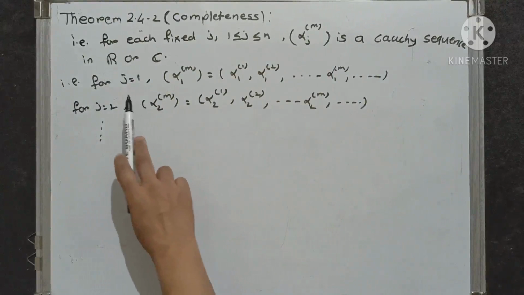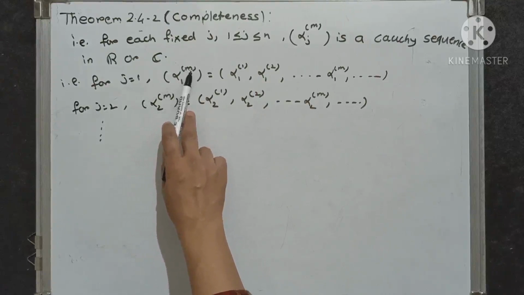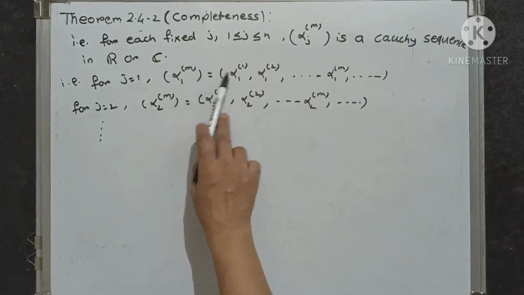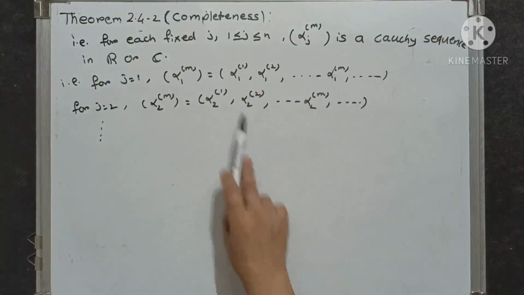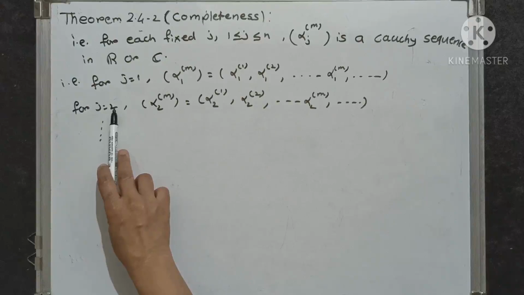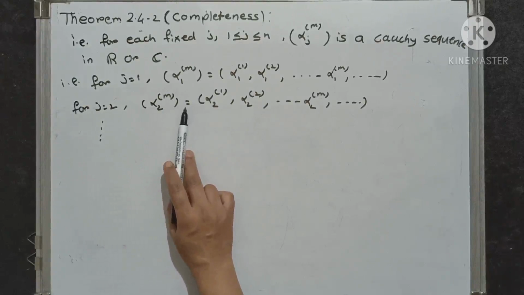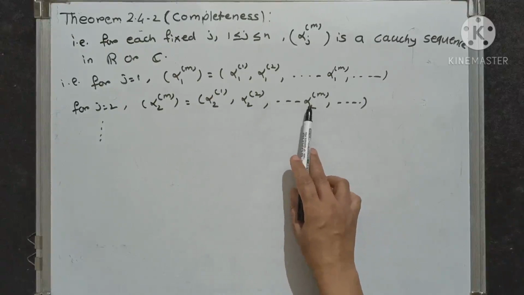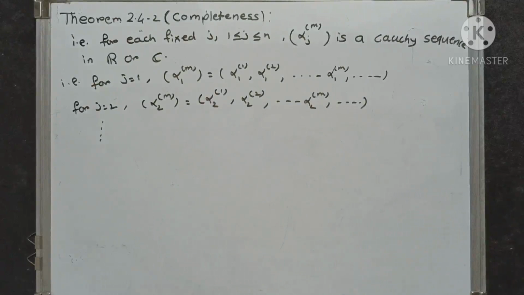When we take j equals to 1, we get the sequence alpha 1m. That means 1 is fixed, and m is varying. That is the sequence alpha 1 1, alpha 1 2, up to alpha 1m, and so on. It is a Cauchy sequence in R or C. In the same way, for j equals to 2, we get the sequence alpha 2m, containing the elements alpha 2 1, alpha 2 2, up to alpha 2m, and so on. It is again a Cauchy sequence in R or C, and so on.